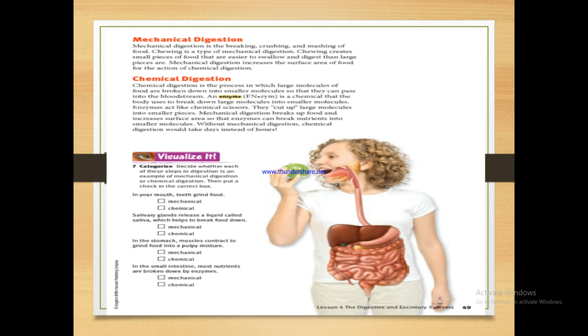For example, if anyone asks you how your food is digested, you will say, I have a chemical in my body, an enzyme, which helps me break down my food, not into pieces, but by molecules, larger molecules into smaller ones. They cut up larger molecules into smaller pieces. They are like chemical scissors, but girls, remember, they're not just cutting up, they're cutting up molecules. They increase the surface area so the enzyme can break nutrients into smaller molecules.